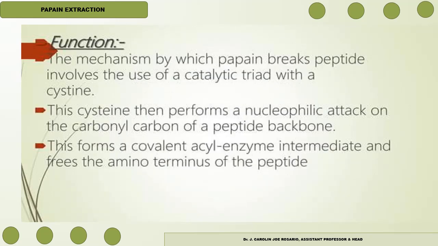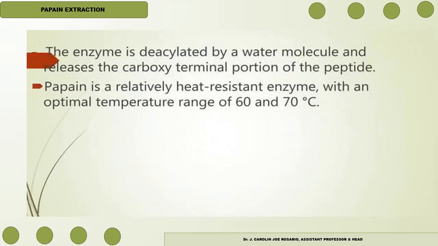The functions of papain. The mechanism by which papain breaks peptide bonds involves the use of a catalytic triad with a cysteine. This cysteine then performs a nucleophilic attack on the carbonyl carbon of a peptide backbone. This forms a covalent acyl enzyme intermediate and frees the amino terminus of the peptide. The enzyme is deacylated by a water molecule and releases the carboxy terminal portion of the peptide. Papain is a relatively heat resistant enzyme with an optimal temperature range from 60 to 70 degrees Celsius.